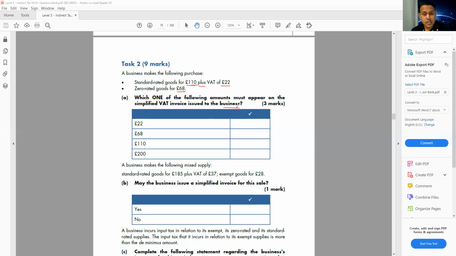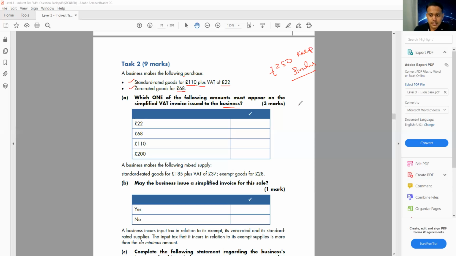Now, simplified invoice, all of us remember, is up to £250. If the amount is up to £250, we can make a simplified invoice. That is quite simple compared with the detailed VAT invoice. So let's have a look. What would be the answer here? We have two purchases, standard and zero rated. Remember that for standard and zero rated, both VAT are claimable, and obviously for that you need an invoice.